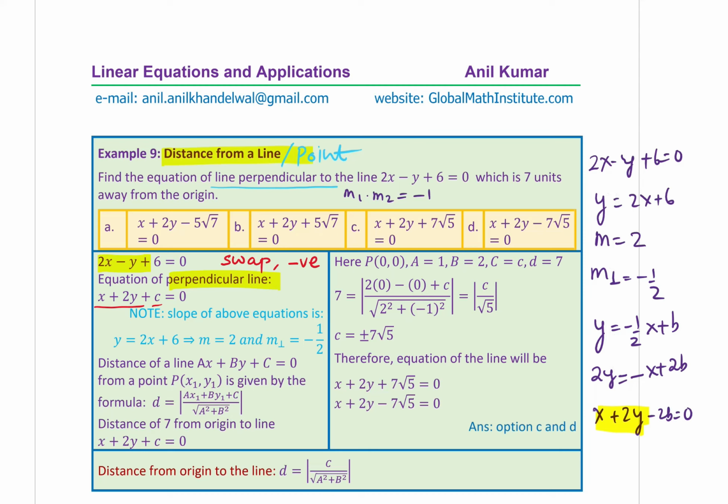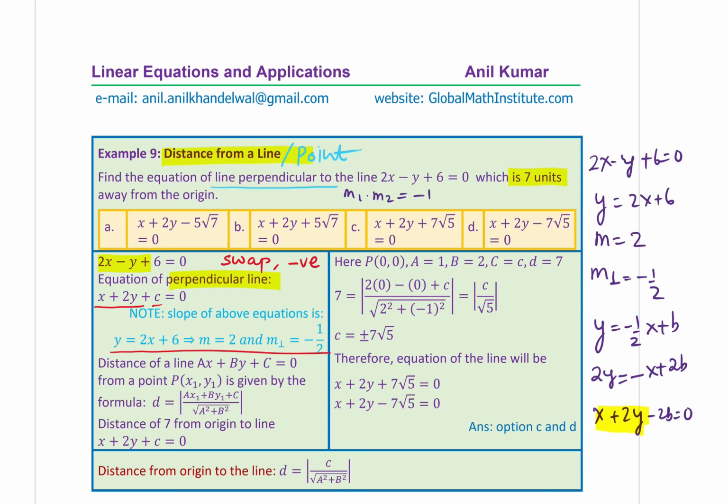But you can always note that the slopes of these two lines which we are talking about, their product is -1, right? Okay, so the first step is to write down the possible equation of a perpendicular line, and the second step is to find the value of c. The value of c can be found since we know that the distance from the origin is 7 units, right?